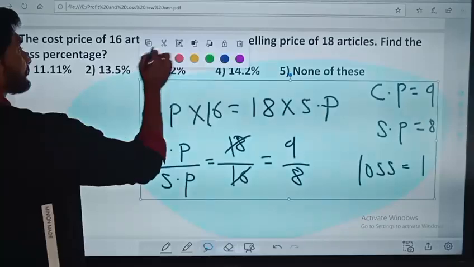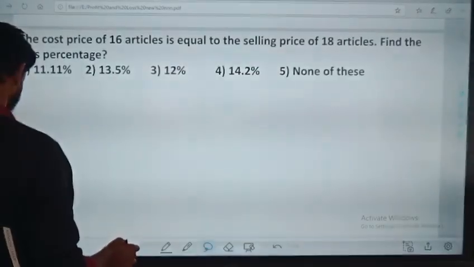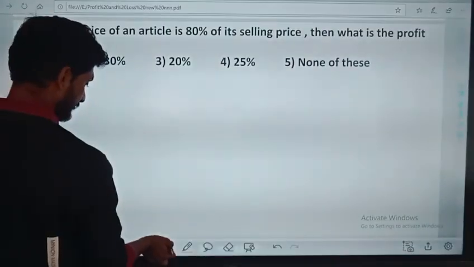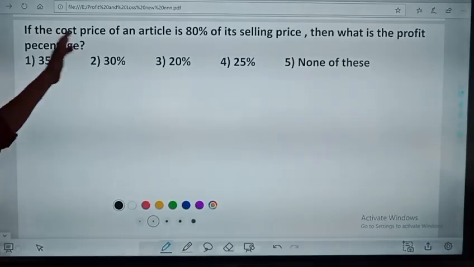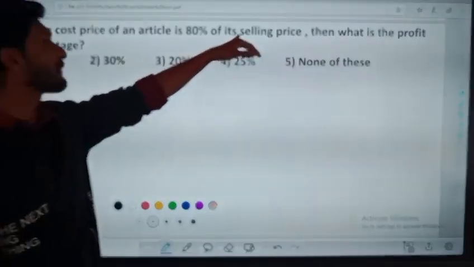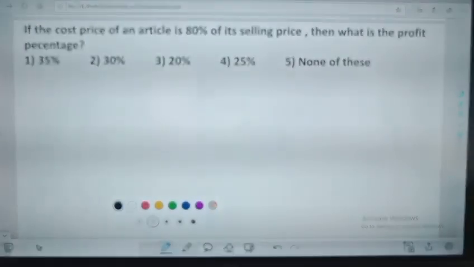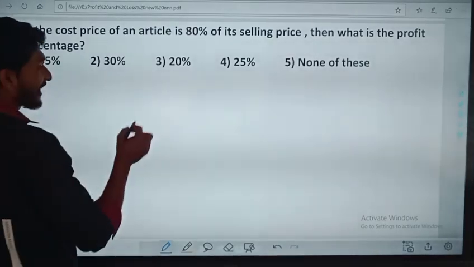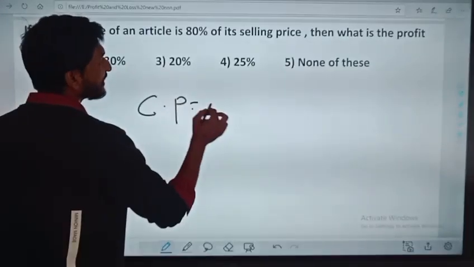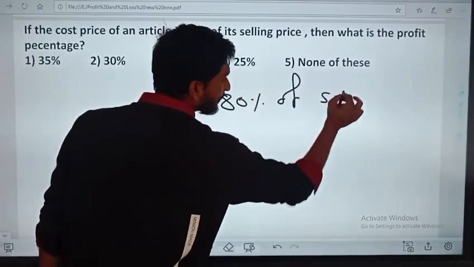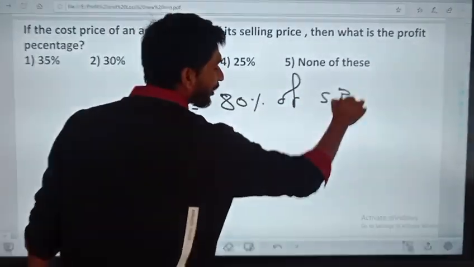Now next. Here, the cost price of an article is 80% of selling price. Then what is the profit percent? Now here cost price of an article, that is CP of article, is 80% of selling price.